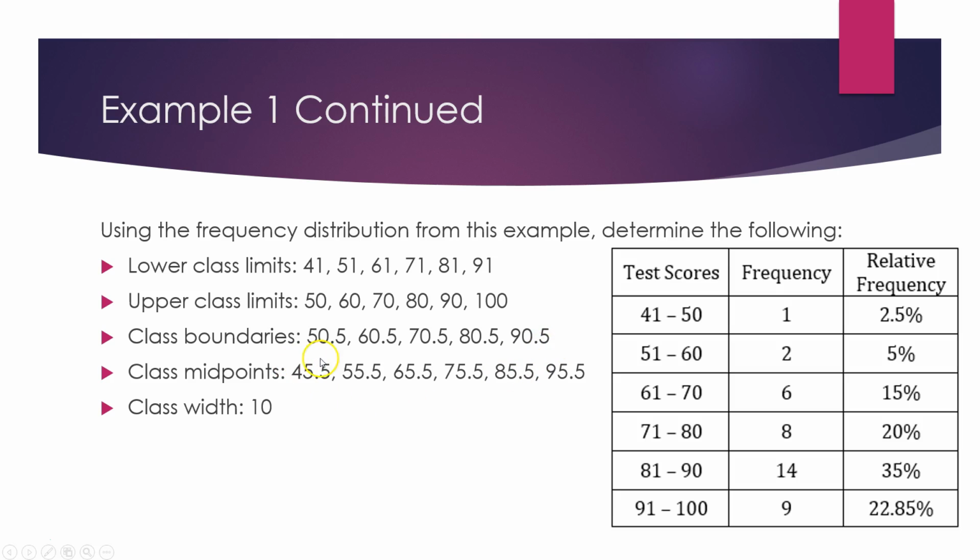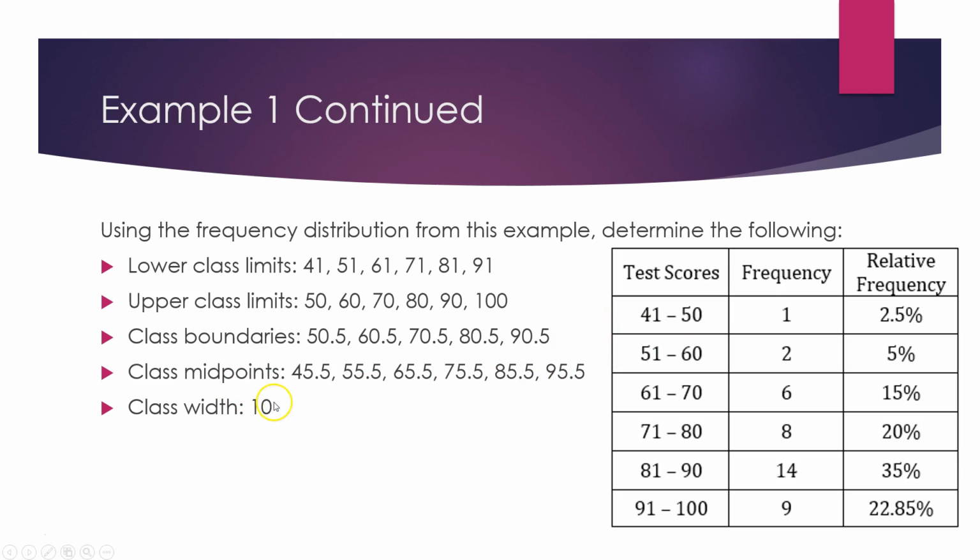The class midpoints are the numbers that are in between each class. So 41 plus 50 is 91, divided by 2 is 45.5. So the average, or the exact middle, of each of these classes is going to be the class midpoint. Class midpoints are actually used pretty frequently, so this is one I would recommend being familiar with for sure.